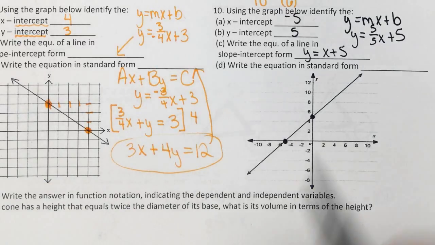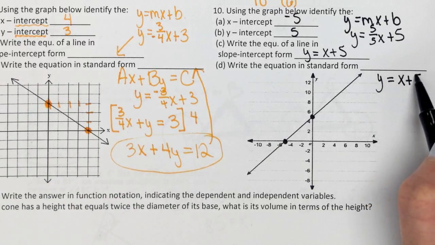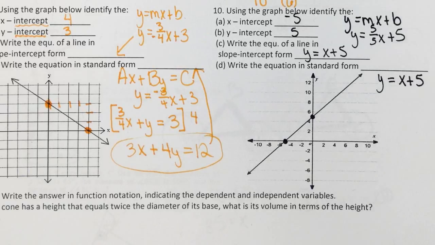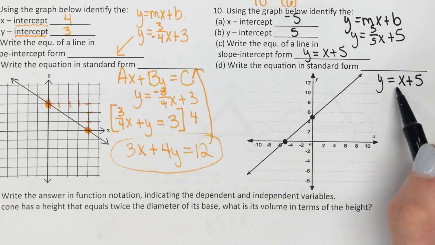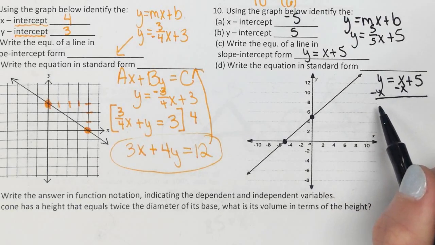Standard form. What was so special about standard form again? All the variables have to be on one side. There you go. Which side? The left side. Okay, so the y is already on the left side, right? How do I move that x over there? There you go. But remember that the x has to come first.